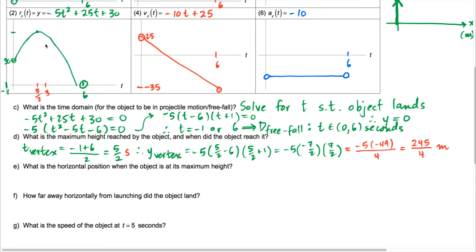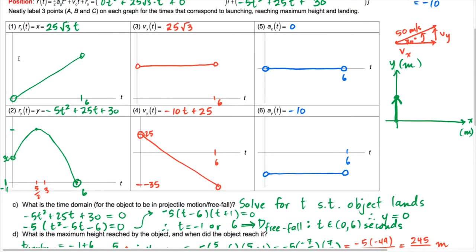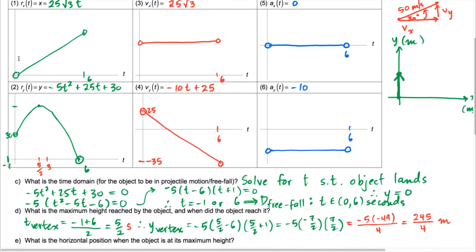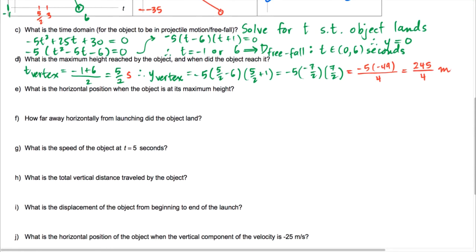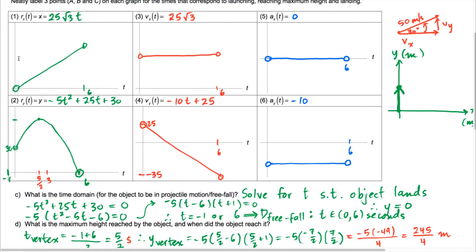I'm just going to move this over a little bit to here. Okay, so now we have some sense of our 6 component graphs, and pretty much every question that we will be asked from now on talks about one of 3 points. I'm going to label these 3 points as the launching point, the time at which maximum height occurs, and the landing point.